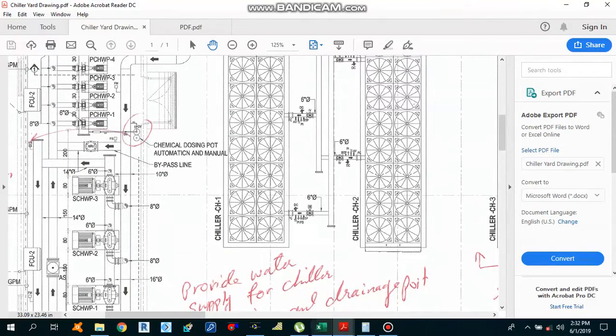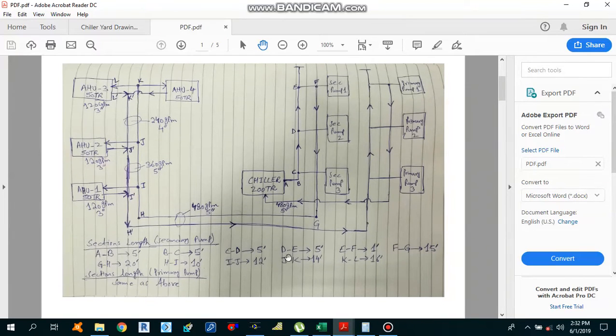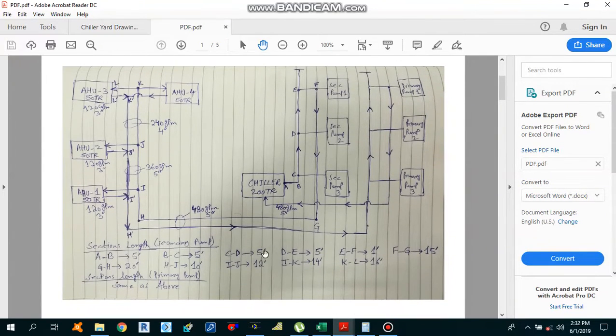So let's start the pump head calculation. As you can see, I have an Excel sheet over here. So I'm going to explain the pump head calculation for secondary chilled water pumps. As you can see, this is the drawing I have, in which I will show you the pump head calculations.